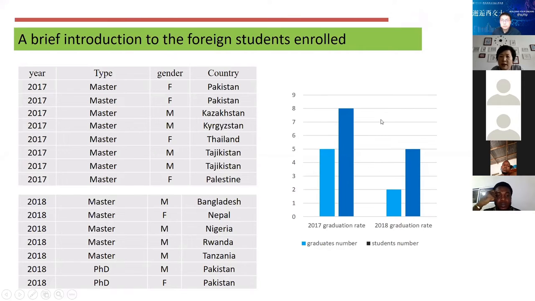And this graph shows the graduation rate in light blue, while the dark blue is our total number of students. So as you can see, basically not all the students can graduate from this program because we are doing very serious education. But if you really want to study and are very diligent in your study, we hope you can finally get the degree and graduate from this program.